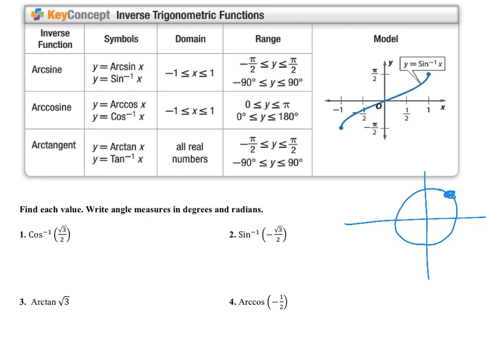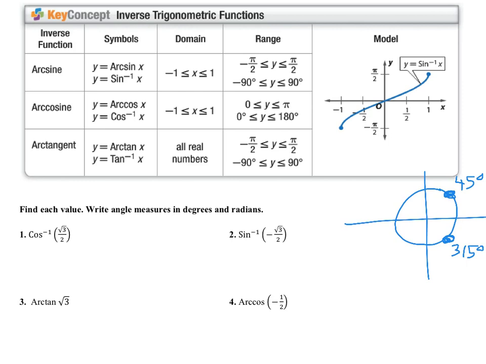Cosine also equals rad 2 over 2 right here. Okay, and then those aren't the only two spots as well. This is 45 degrees. This is 315 degrees. But again, those aren't the only two spots because we could keep adding 360 to both of those numbers. So there's infinitely many places where cosine equals rad 2 over 2.